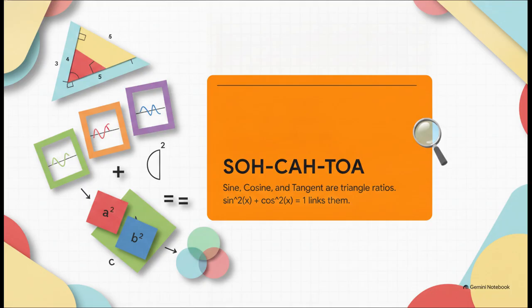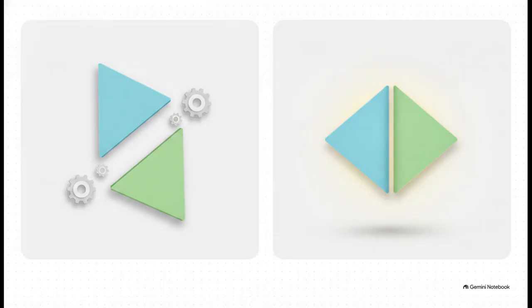And thanks to the good old Pythagorean theorem, a squared plus b squared equals c squared, we get this ultimate master key. Sine squared x plus cosine squared x equals 1. From that one simple truth, literally all the other reciprocal and quotient rules are naturally born. And this perfectly shows how math just builds on itself.